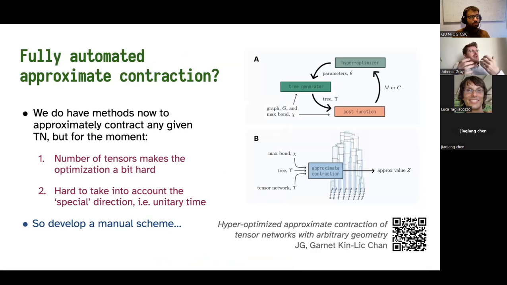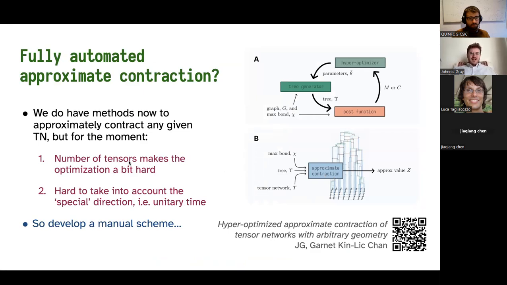And one thing we have worked on, which I thought I'd just flag, is you could just try and do a fully automated approximate contraction. So there's a few people who have tried this now, and we have a recent effort where you can really just take an arbitrary tensor network and you do some optimization to try and find the way to approximately contract it.